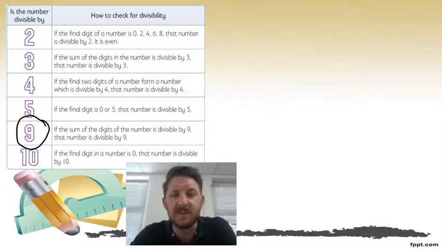9s are very, very similar to the 3s. We are going to find the sum of the digits. So we're going to add up the digits. We're going to do exactly the same as before. But this time we're going to see if 9 fits into those numbers.